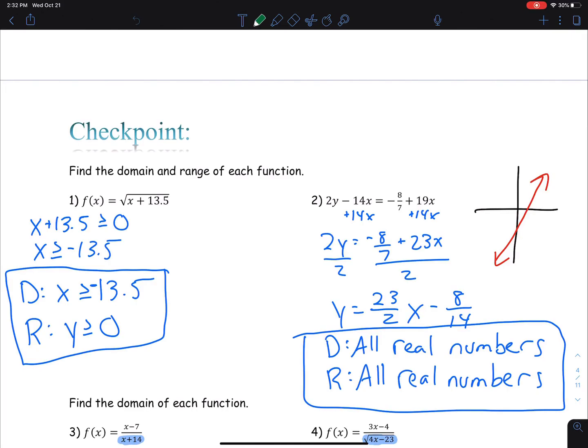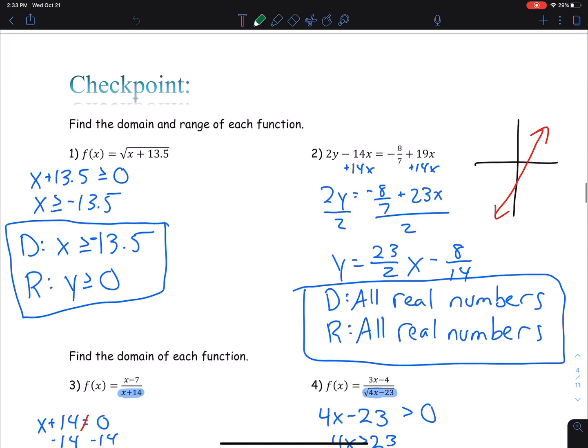Here's 1 and 2. If you look at 1, it's just a square root function. So our range is greater than or equal to 0. In our domain, the inside of the radical, the radicand, has to be greater than or equal to 0. So when you solve for it, you get x is greater than or equal to negative 13.5. And number 2 is just a straight line. It's in y equals mx plus b form. So the domain is going to be all real numbers, and so is the range.